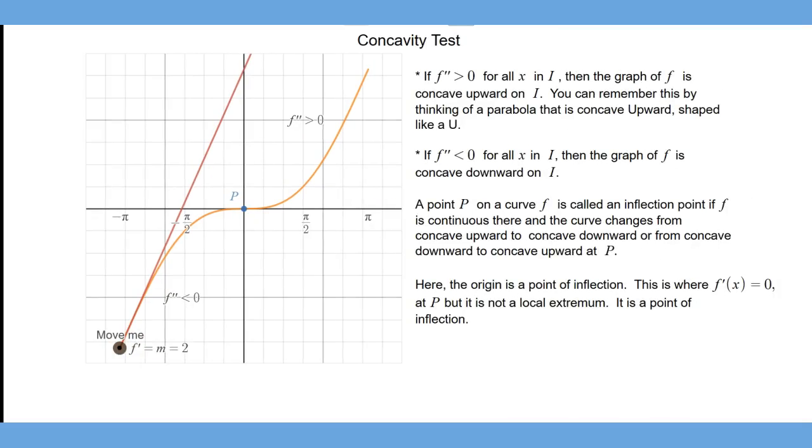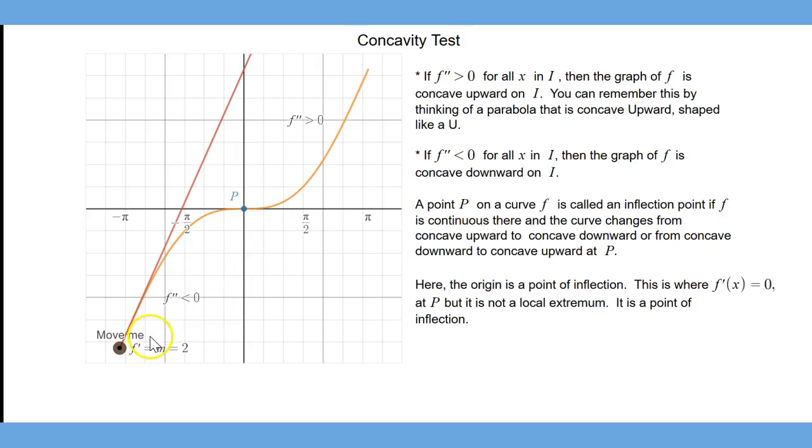So that leads us to yet another test in this section, the concavity test, which now deals with the second derivative. If the second derivative is positive on an interval, then the graph is concave up on that interval. And if the second derivative is less than 0 on an interval, then the graph's concave down there. And the point where it changes concavity is called an inflection point.